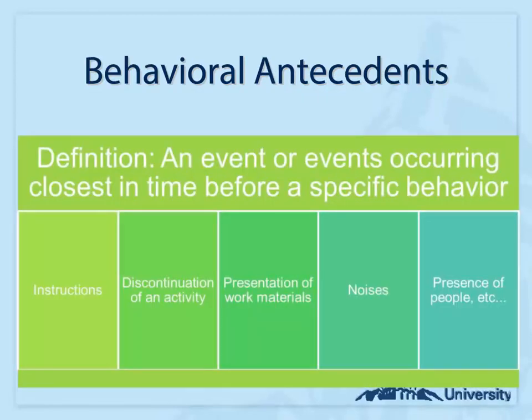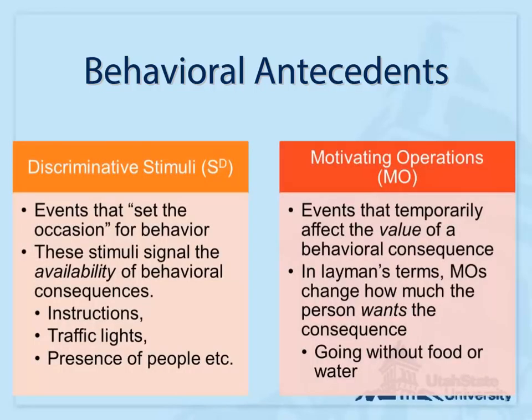With all these stimuli occurring in the natural environment, the actual antecedents are those stimuli that occur closest before a specific behavior. Some examples may include instruction, the discontinuation of an activity, presentation of work materials, noises, presence of people, and many others. These antecedents can further be divided into two groups: discriminative stimuli and motivating operations.